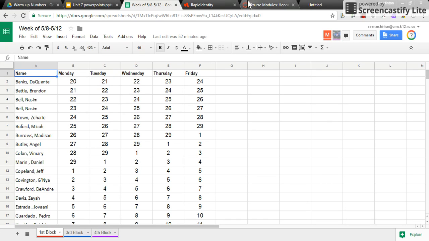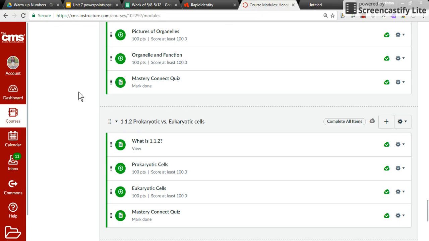After you have completed your warm-up, you're going to go on Canvas. You're going to scroll all the way down to the bottom until you see 1.1.2. Prokaryotic versus eukaryotic cells. You're going to complete all 4 of these assignments, and there should be a green check beside it to let you know that you have completed that. Once you have completed your warm-up and your remediation, we're going to start with our notes for today.